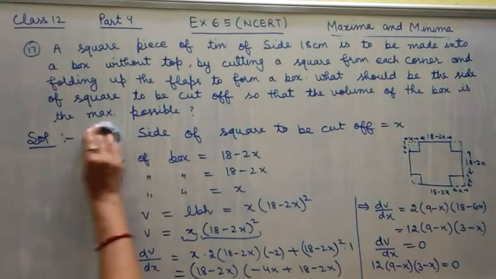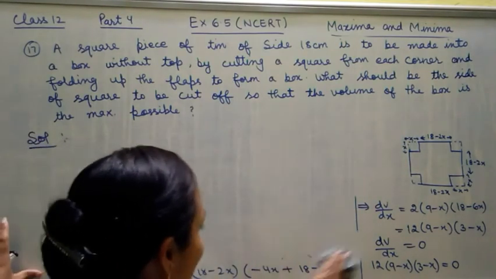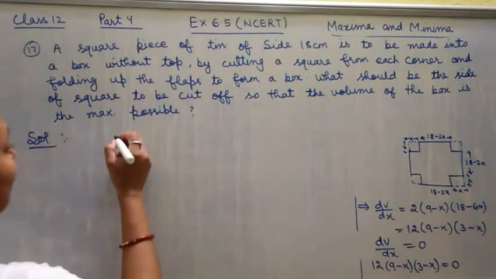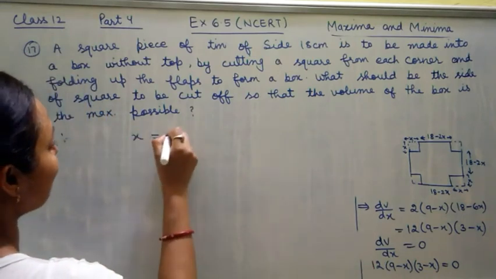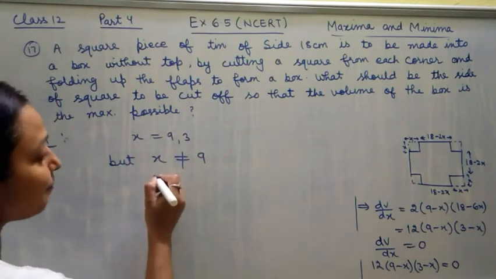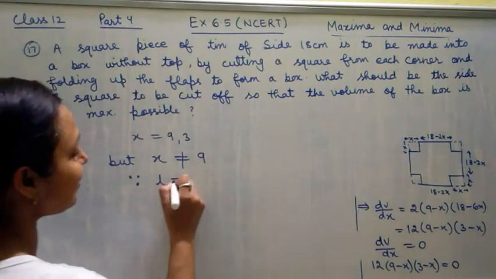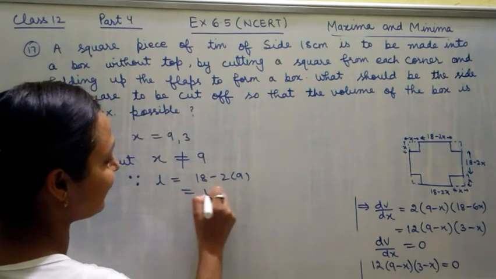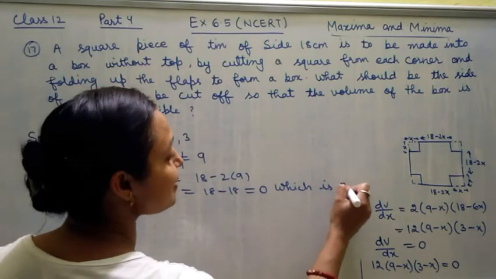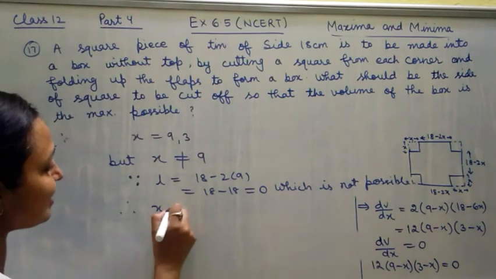What are the two values? x is equal to 9 and 3, but x will not equal 9, because when you put 9 here, length is equal to 18 minus 2 into 9, that is 18 minus 18 which is equal to 0, which is not possible, right? Not possible. So we have only one, therefore x is equal to 3.